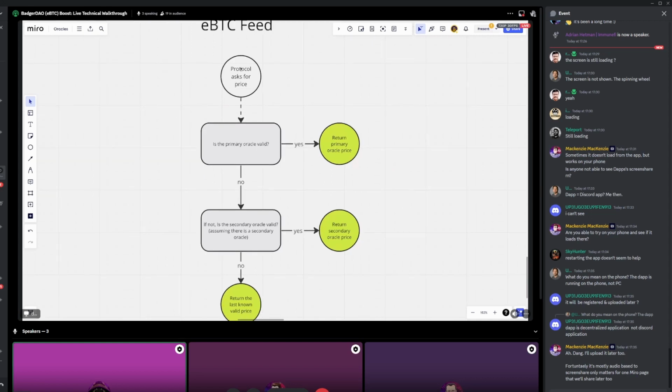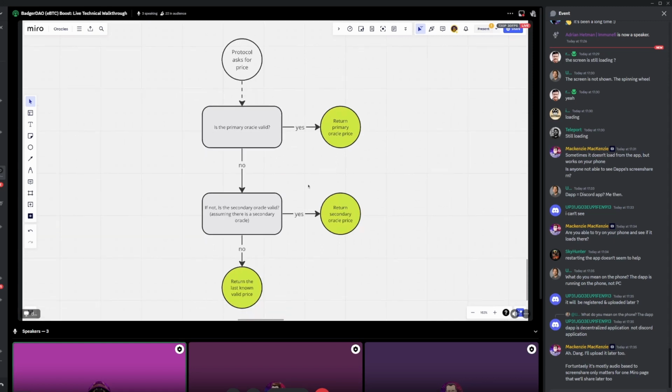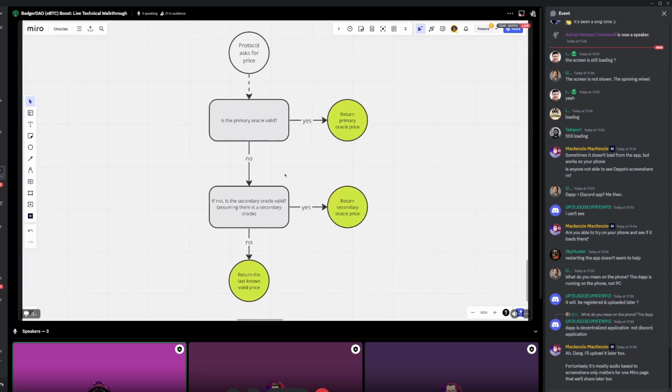The protocol asks for a price when it's doing something. We have a primary and potentially a secondary oracle. And the high-level logic is very simple here. It checks: is the primary oracle valid according to its conditions, which might be that it's not too out of date, or there wasn't some massive deviation that caused it to be invalid for a little bit? But if that's valid, you return that price. If not, you check the secondary oracle if it exists and return that price. And then finally, if there's no good price from the oracles, we store and return the last known valid price instead of reverting in denial of service during that time.